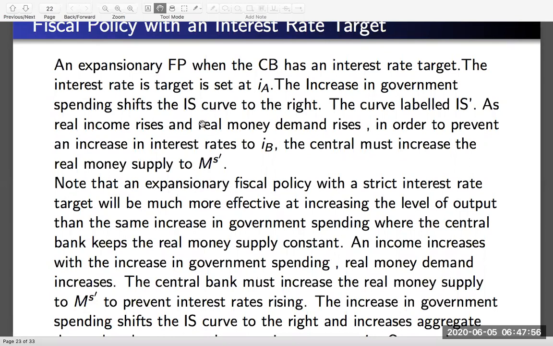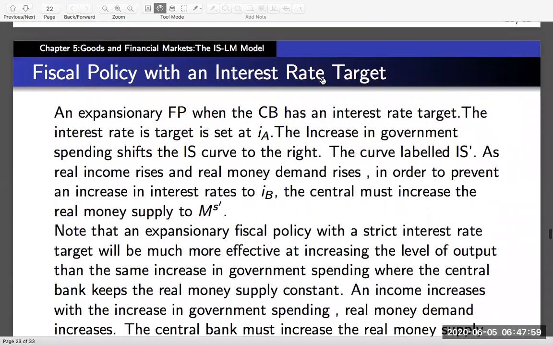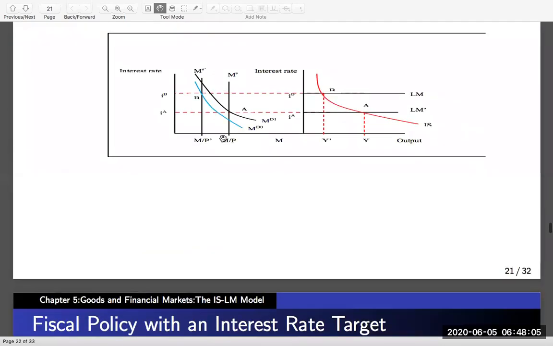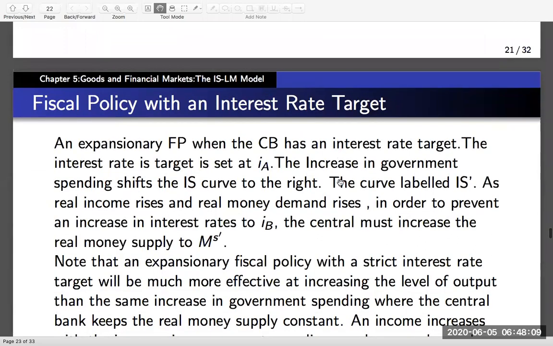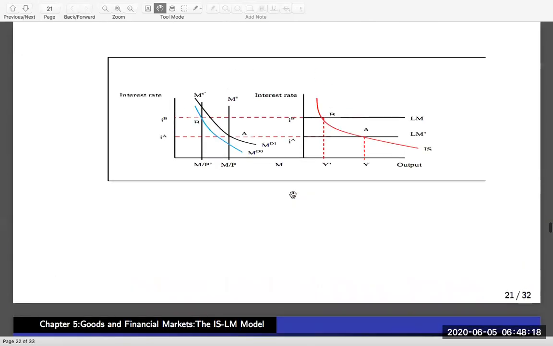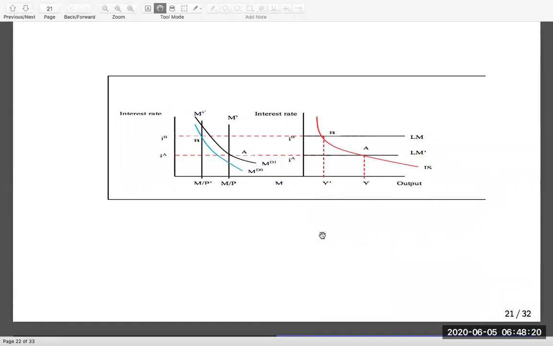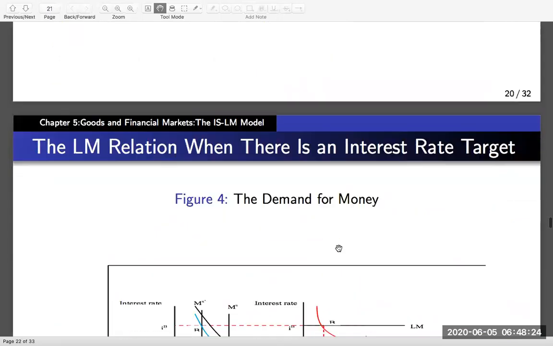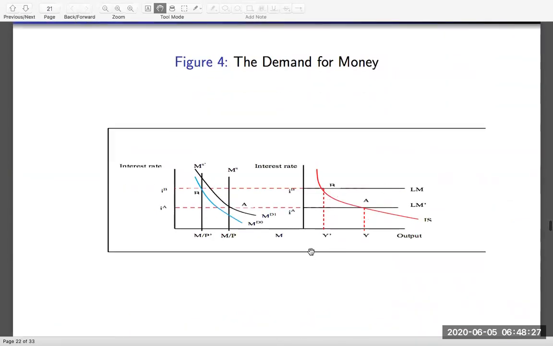So an expansionary fiscal policy, when the central bank has an interest rate target, the interest rate is set at iA. So this is the first one. So it's targeting that. And then an increase in government spending, i.e. pursuing a fiscal policy, shifts the IS curve to the right. So your IS curve is supposed to shift to the right, and when it's shifted to the right, what will happen?